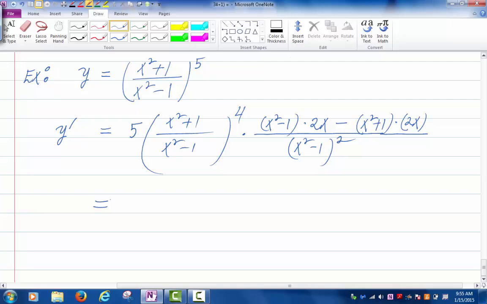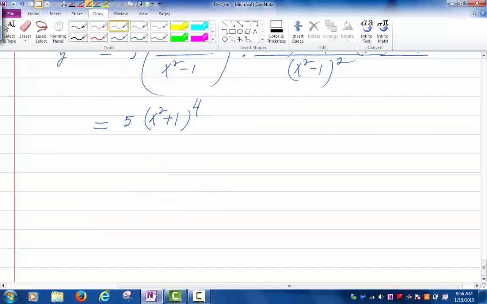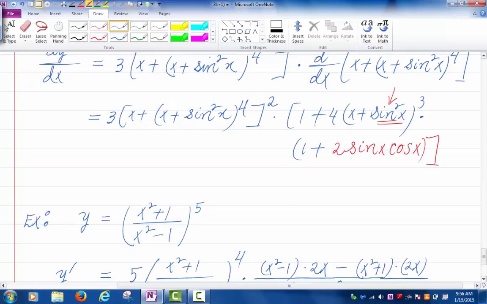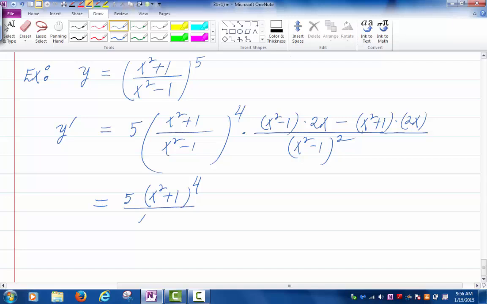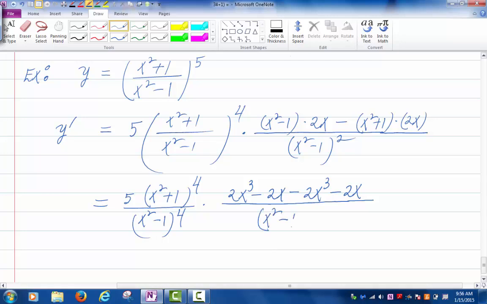Okay, so you can simplify here. Let me write this as 5 times x squared plus 1 to the 4, divided by x squared minus 1 to the 4, times, let's multiply out here: 2x cubed minus 2x, minus 2x cubed minus 2x, divided by x squared minus 1 squared. Is everybody okay with that?